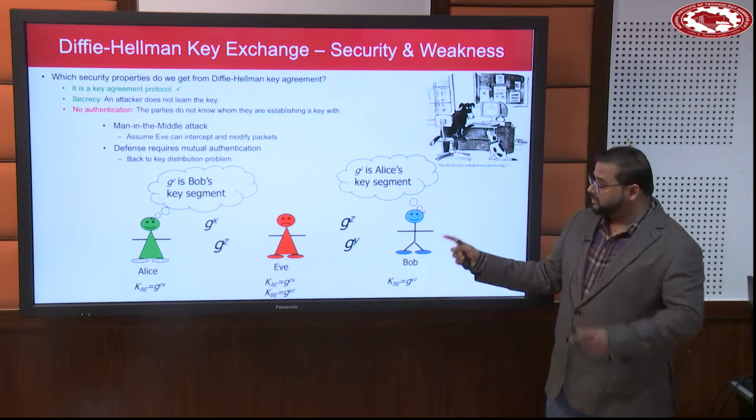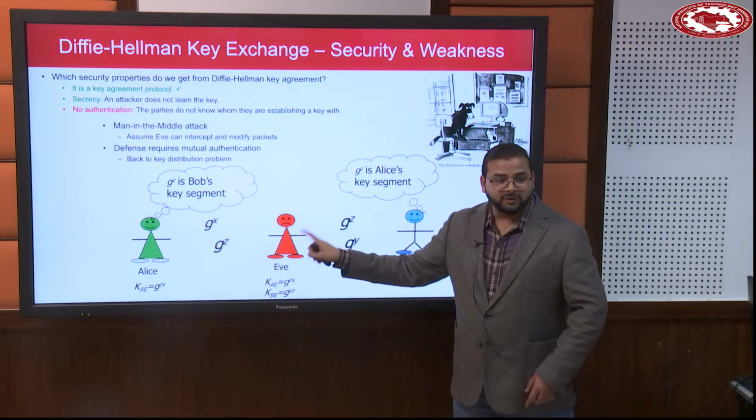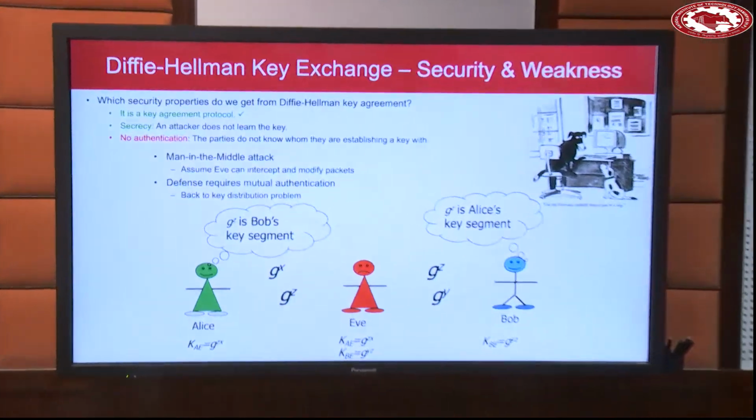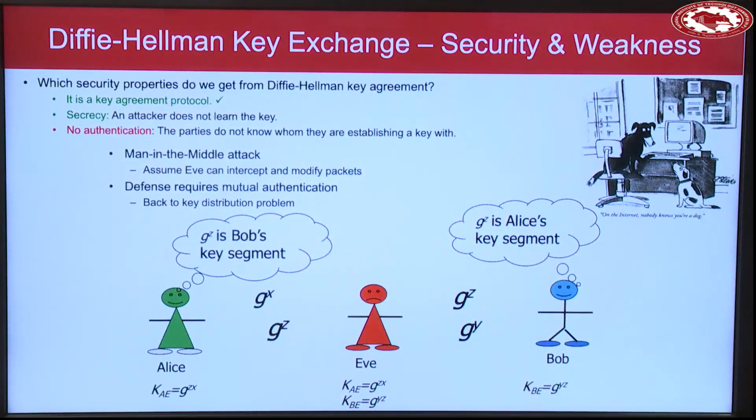So there are two connections, one between this and this, one between this and this. But Alice and Bob have no idea there's someone in between that has two connections. Whatever you send with this key, this person can decrypt because there's no authentication in that. So definitely we need to solve the authentication problem, but otherwise this is an excellent way of generating the same key.